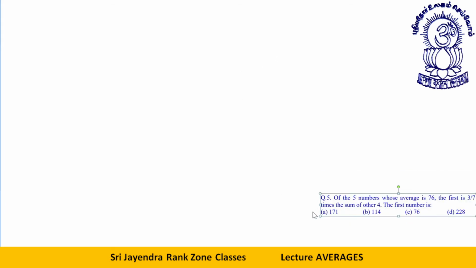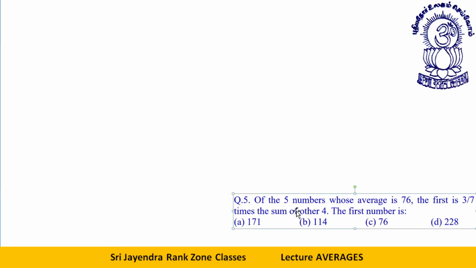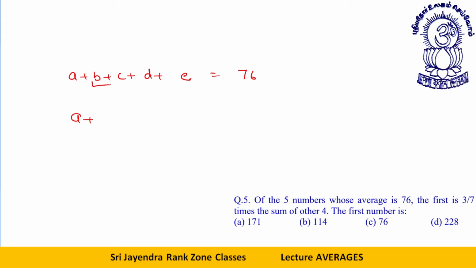Before I do it, now a similar question, we will do it by directly shortcut. This is a bit different now. Of the five numbers whose average is 76, the first is 3 by 7 times the sum of other four. The first number is directly, students. What we will do, we know A plus B plus C plus D plus E is 76. My next step will be what? A plus, in place of the other four, the first number is 3 by 7 times the sum of other four.